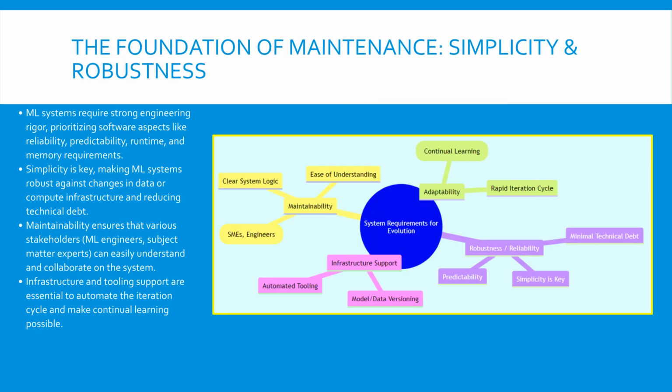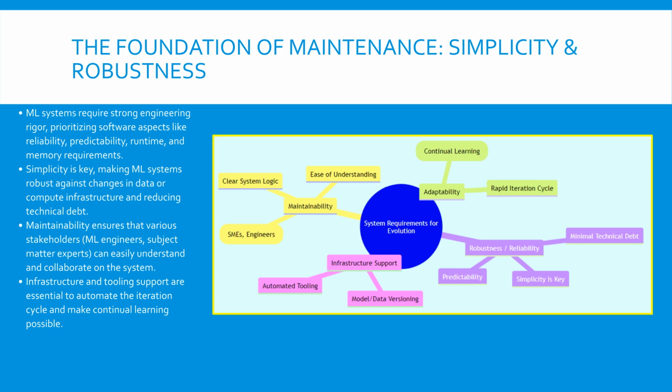The final lesson in maintaining and evolving ML systems is the paramount importance of simplicity and engineering robustness. For a model to be easily maintainable and highly adaptable, it must be built on a simple, predictable, and reliable foundation. Overcomplicating systems adds technical debt, increasing the likelihood of failure in areas like reliability, runtime, and memory usage.